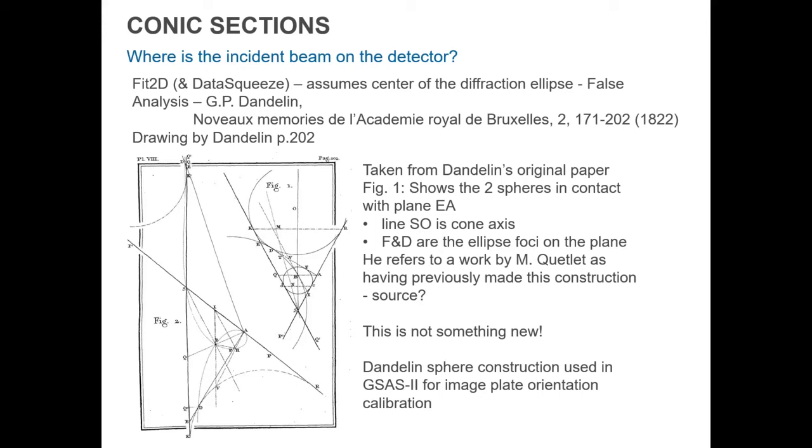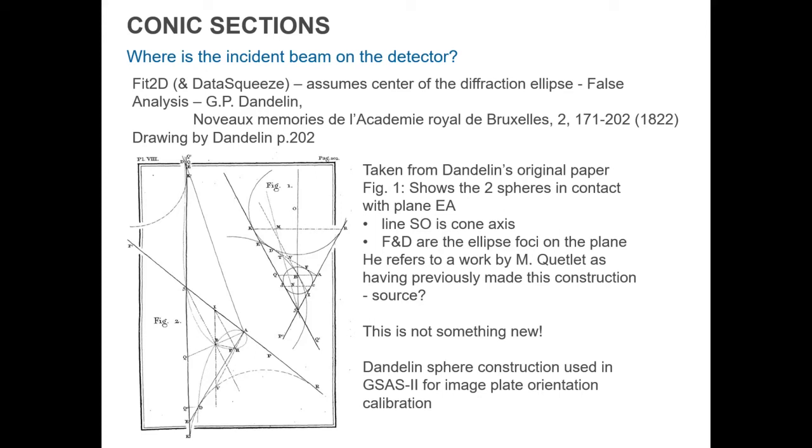And you ask, well, where does the ellipse come from? If you think about a diffraction cone and you take a diagonal slice through it, the resulting figure is an ellipse. So the question is, where on that ellipse is the axis of the cone? It is not at the center of the ellipse, and Fit2D makes that assumption. Now, if the detector plane is perpendicular to the beam, it doesn't make any difference. But if that thing has a tilt, it makes a lot of difference.